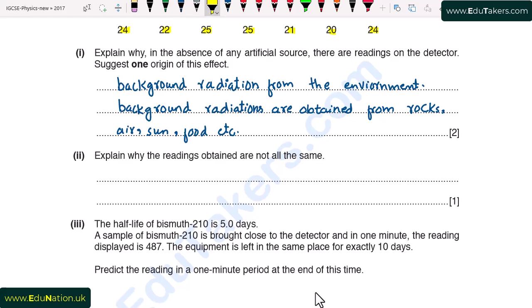Part 2. Explain why the readings obtained are not all the same. Because it's a random process, so the readings are not the same. These are random. So I write here random process.